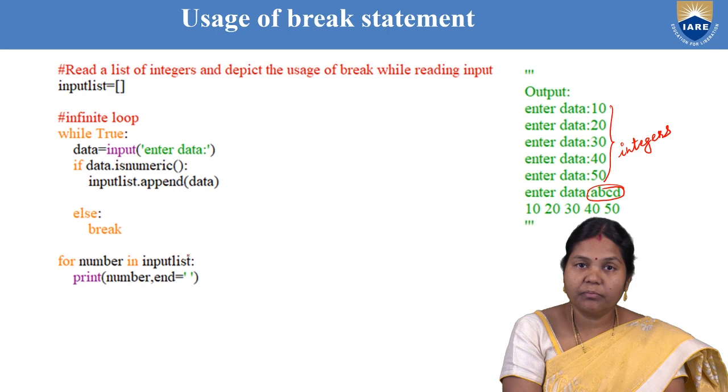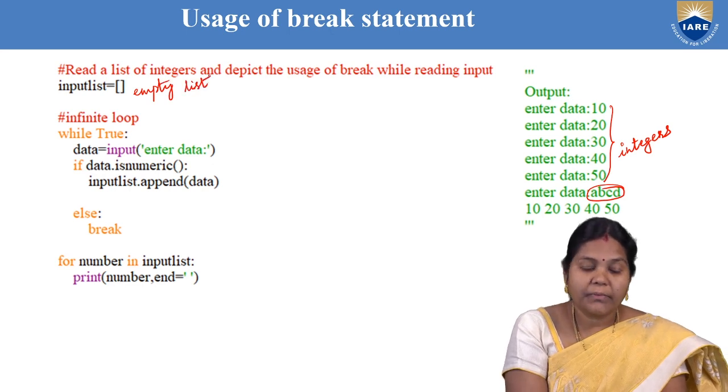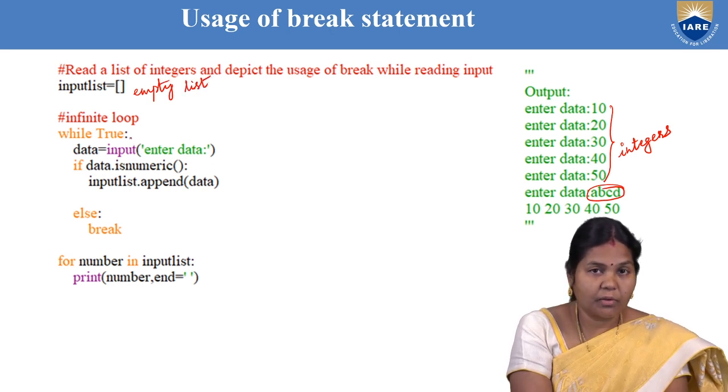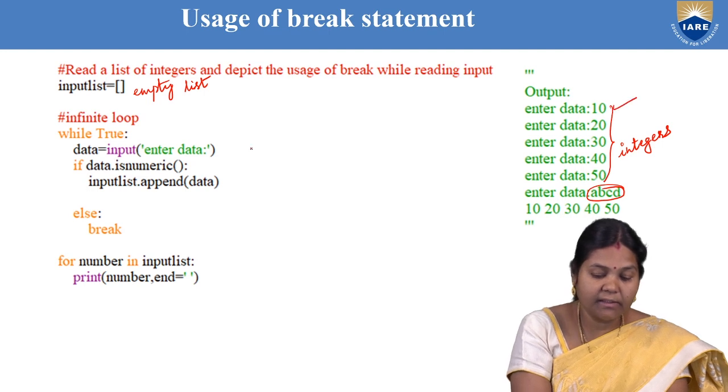Let us see how this program works. Suppose we have taken an empty list over here. The input list is initially empty. Now write a while loop or a for loop, any loop you can write. So here one while loop is written. We are reading the data, one data value at a time, and then checking. Suppose the first time you read 10, data is 10.